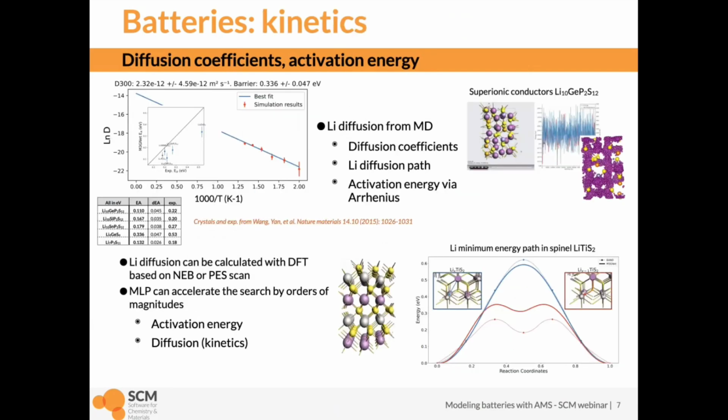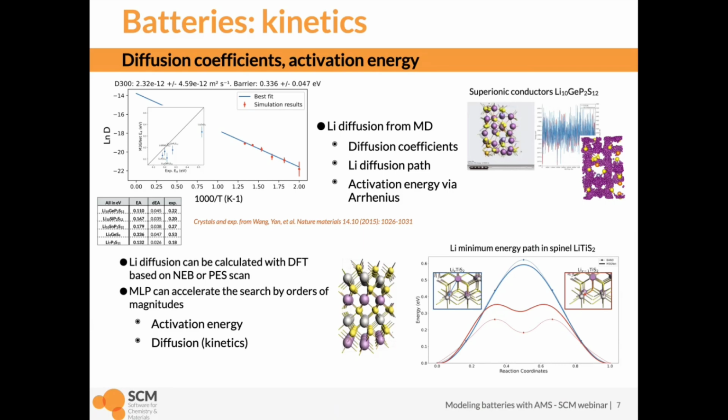Now you might be interested in the dynamics of the ions in the material, and here I'm showing an example. You can run a classical or ab initio molecular dynamics simulation at equilibrium and track the position of the lithium ion, in this case in a solid electrolyte material. By looking at the position of the ion over the simulation with respect to a reference, you can get what's called the mean square displacement. And from that, you can calculate the diffusion constant.